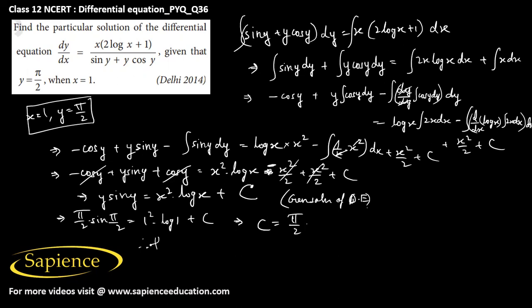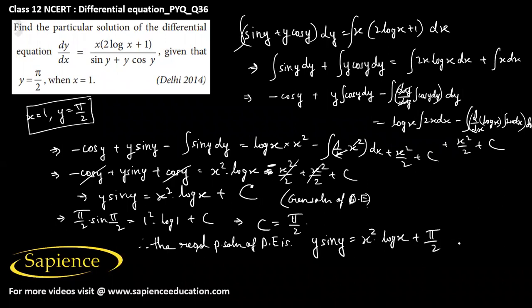So therefore, the required particular solution of the given differential equation is y sin y equals x square into log x plus pi by 2. Okay, so this is the final answer.